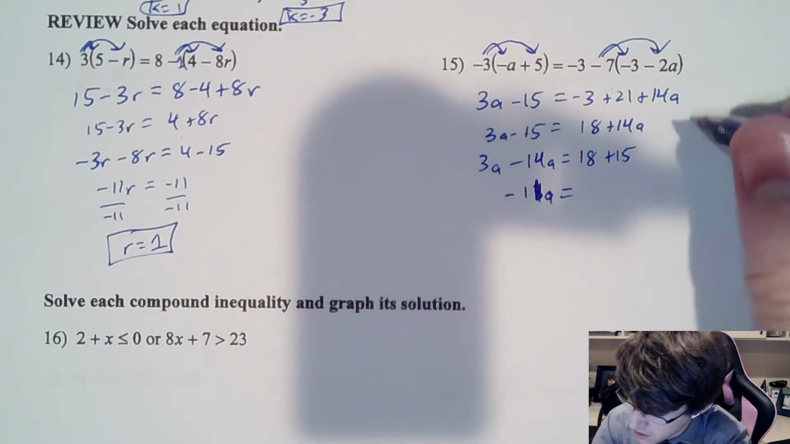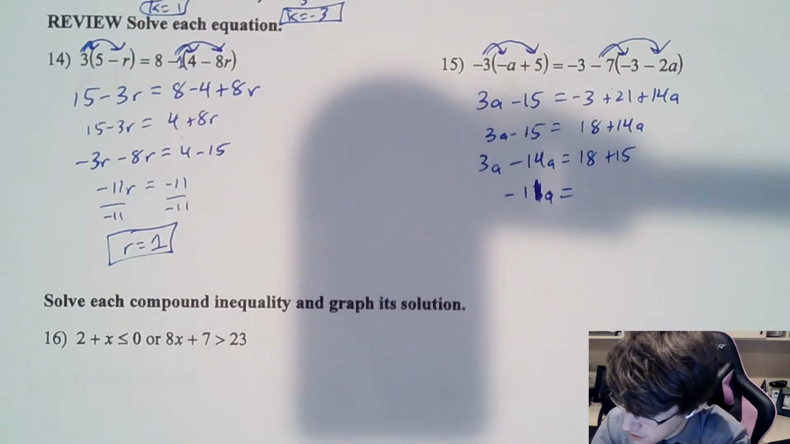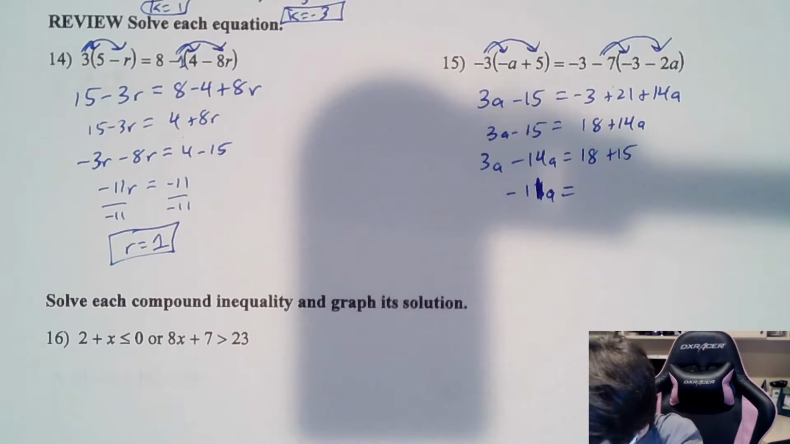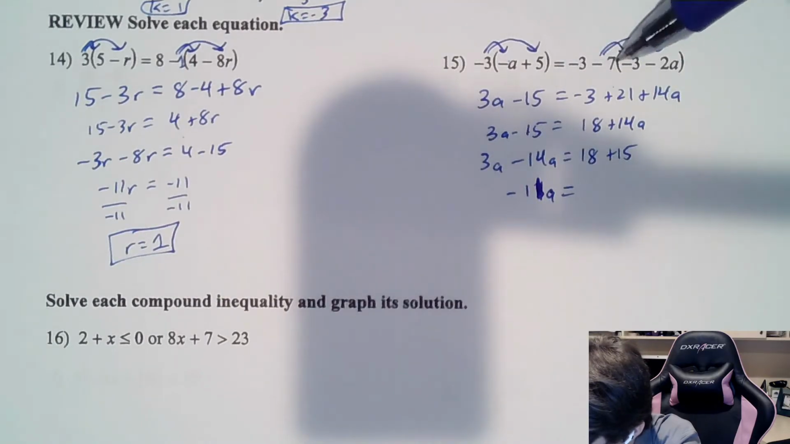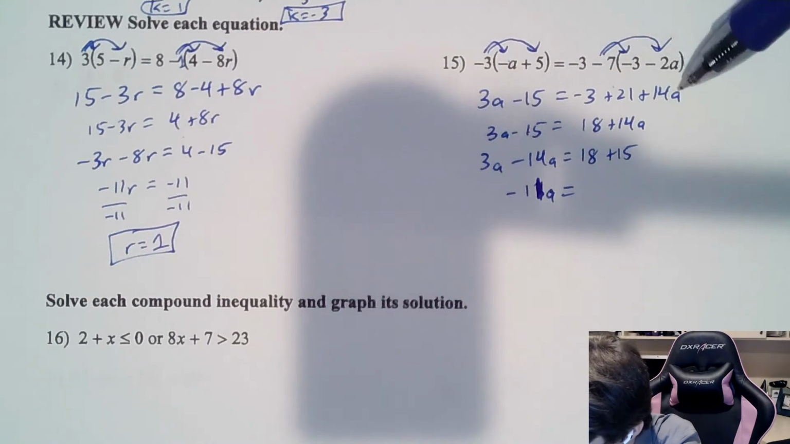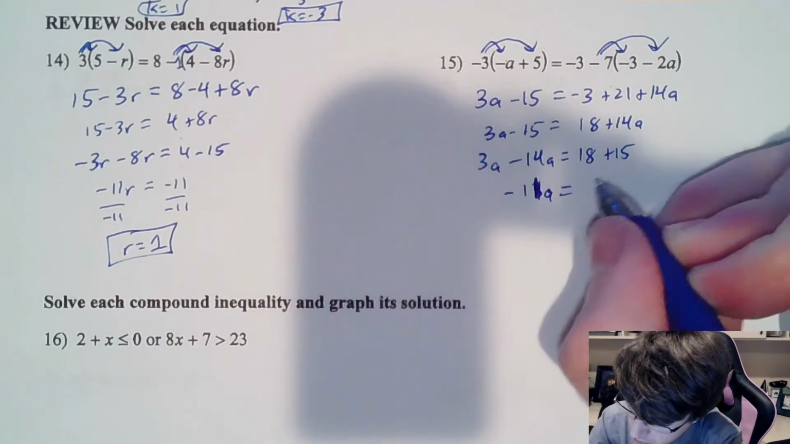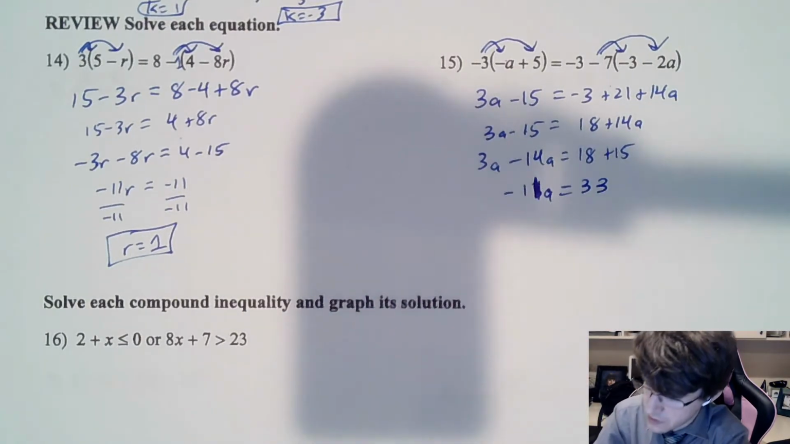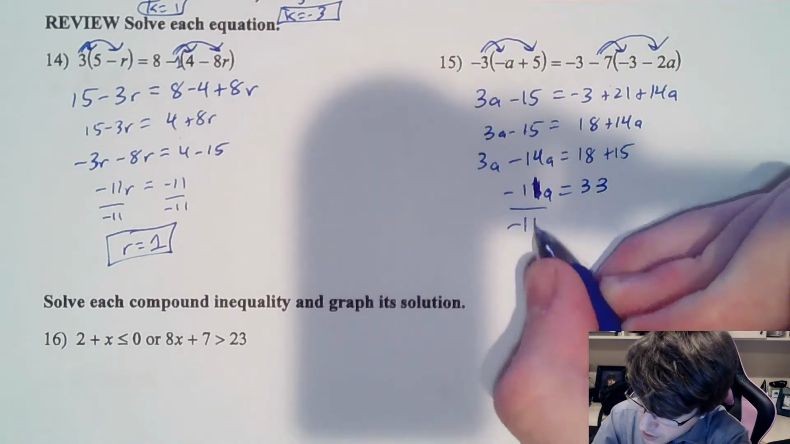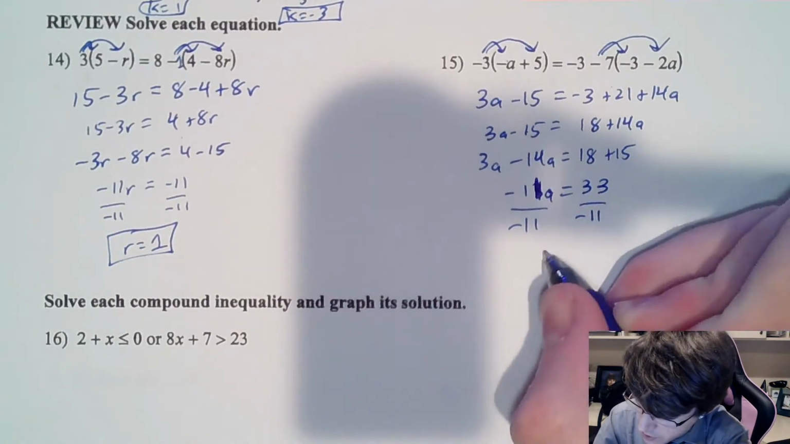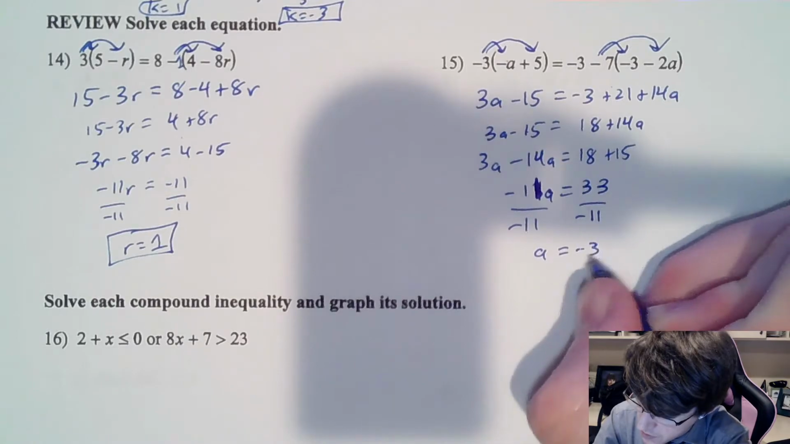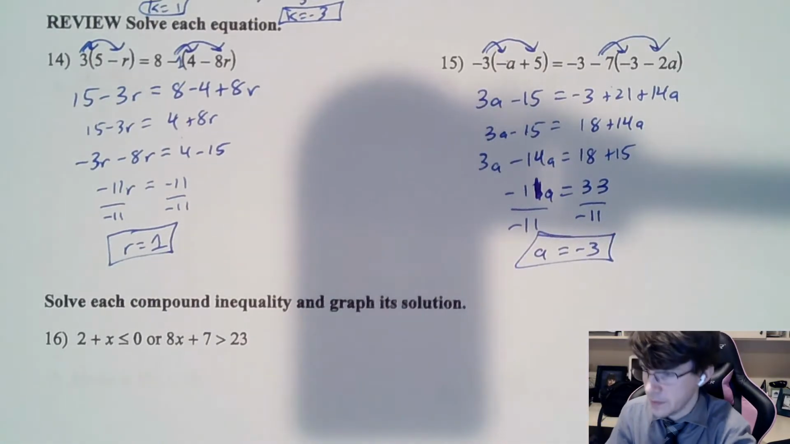Negative 11a is equal to 15, and this, did I make a mistake? This is not coming out pretty. Let's see, negative 3a, negative 15, negative 3, positive 21, positive 14. No, it is coming out pretty because 18 and 15 is 33, not 36. My brain was... Yeah, I'm done. I'm done, guys. And I still have a whole half a problem to go. What is going on? We get negative 3 when you divide both sides by 11. All right. Finishing it up.